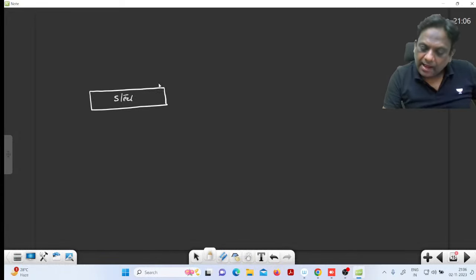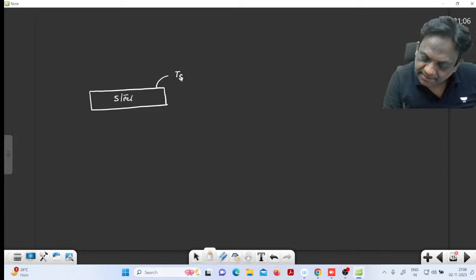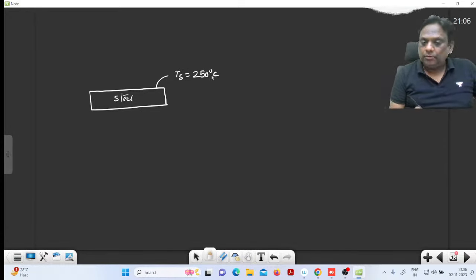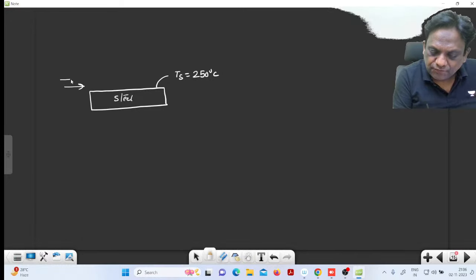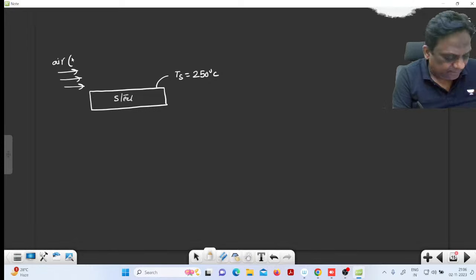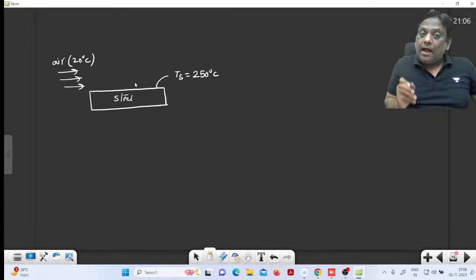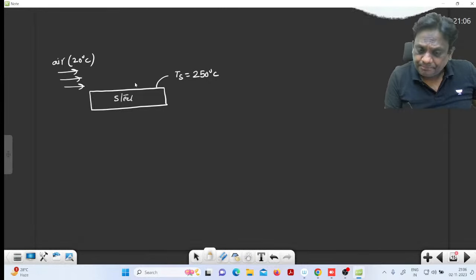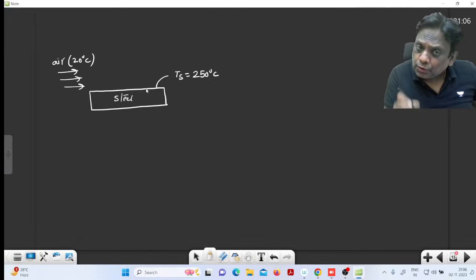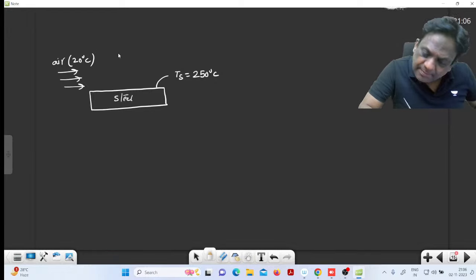ठीक है. And this surface is maintained at 250 degrees centigrade. बहुत बढ़िया. And the air is flowing. What is the temperature of air, sir? It is 20 degrees centigrade. It is flowing. And you know, my dear students, इसका temperature ज़्यादा है, तो definitely there will be heat transfer.